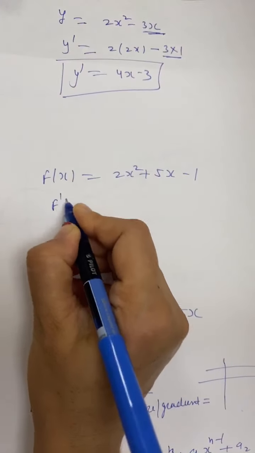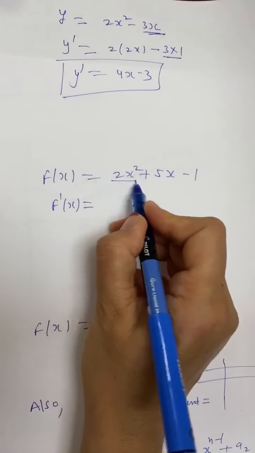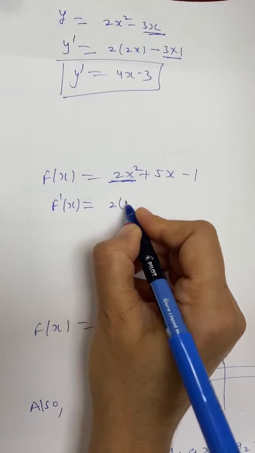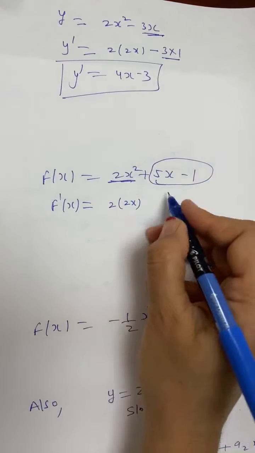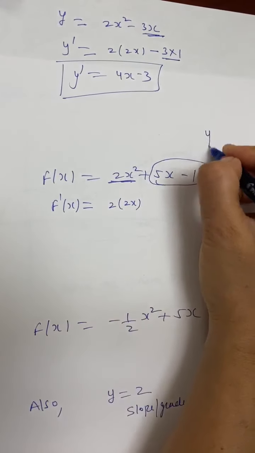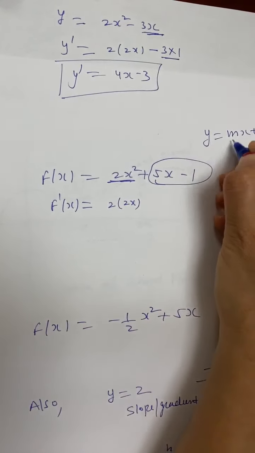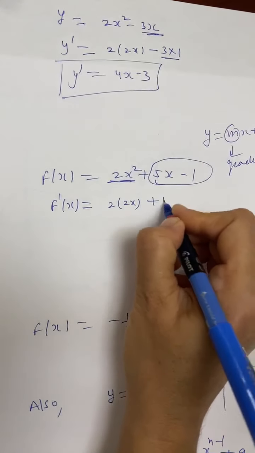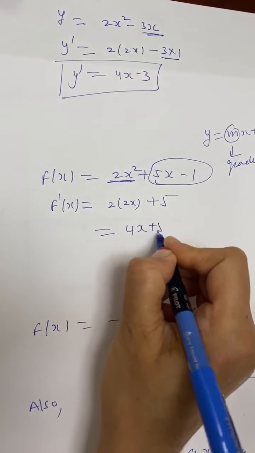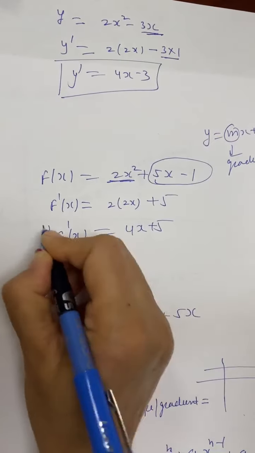Okay. Now the next one, f of x. So I'm going to use f dash x notation. Now for 2x squared, the derivative is 2 times 2x, and 5x minus 1 is linear, and the derivative is the coefficient of x, because y is equal to mx plus c, m is the gradient, you know that. So this is going to be plus 5. So that is 4x plus 5 is your f dash x.